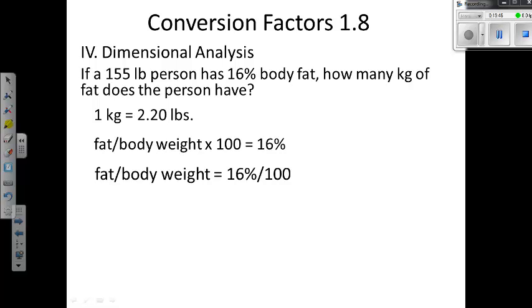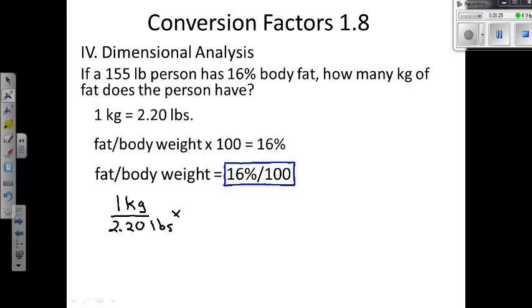So if I want the fat per body weight, how did I get that number? It's 16 divided by 100, right? Multiply both sides of the equation by 100. So my conversion factor here is 16% over 100, which is the ratio of fat per body weight. It's a number that describes the fat per body weight. Okay, so I want my answer in kilograms, so I use my kilogram on the numerator here.